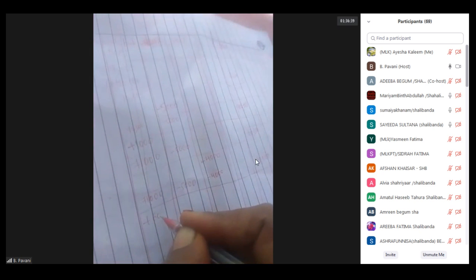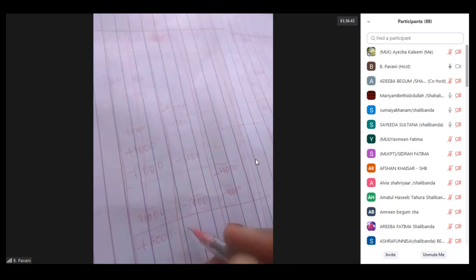So see, when we take money from the bank and cash comes to us, the cash amount is increasing, no? Right? Plus 6,000. So under cash, I am doing it as plus 6,000. Okay? So from the bank account, the amount is decreasing, no?